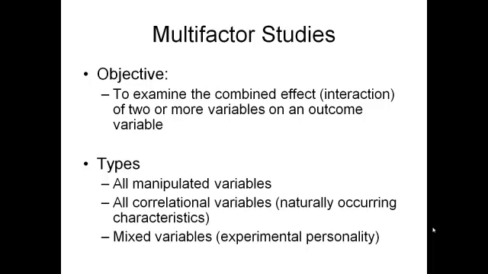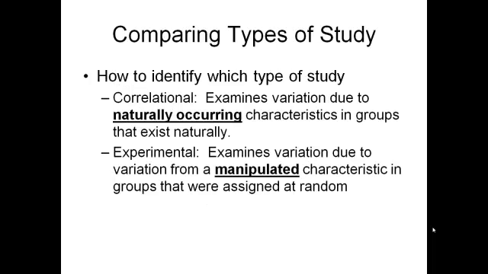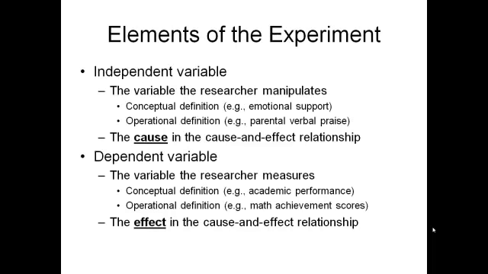And you could use correlational variables in a multifactor study. You could use manipulated variables, and you could use mixed variables. In other words, you could look at an interaction between an experimental variable and one that's naturally occurring. Like, for example, let's go back for a moment to the slide describing the elements of the experiment. Okay? Go back to the slide here.